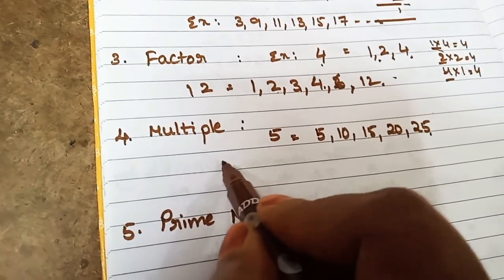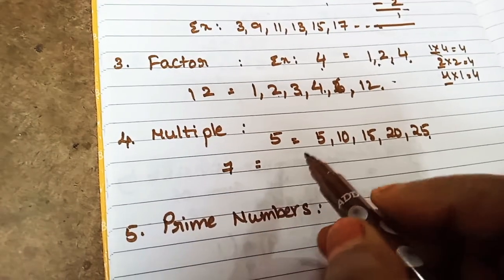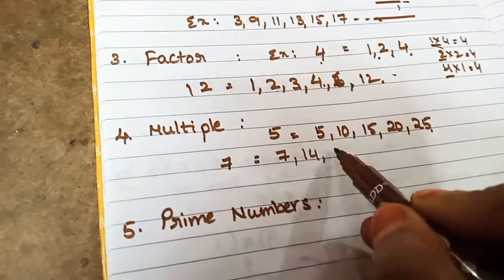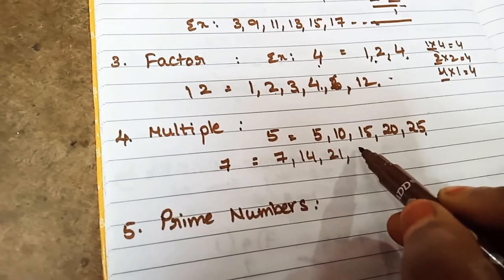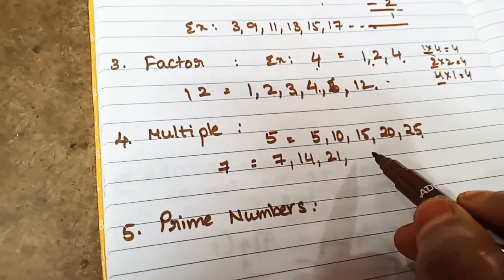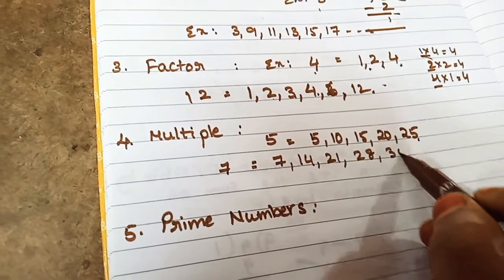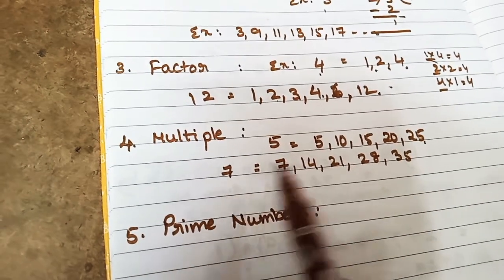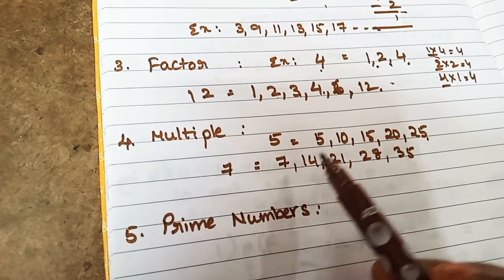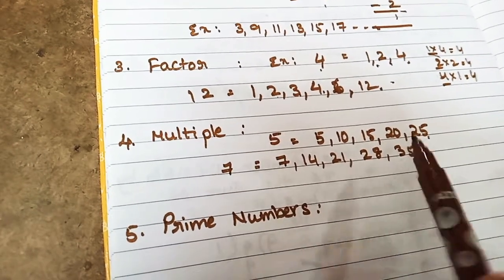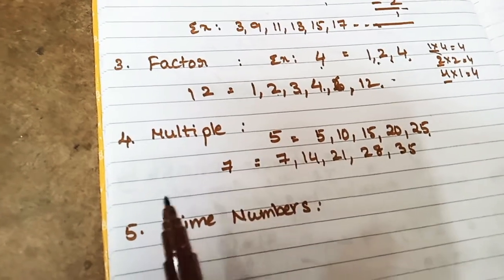Again, 7. What are the multiples of 7? 7 1s are 7, 7 2s are 14, 7 3s are 21, 7 4s are 28, 7 5s are 35. That means the products in the table of a number are called the multiples of that number.